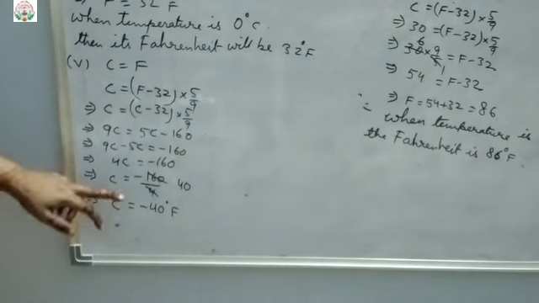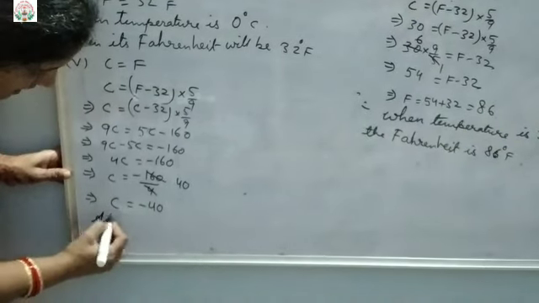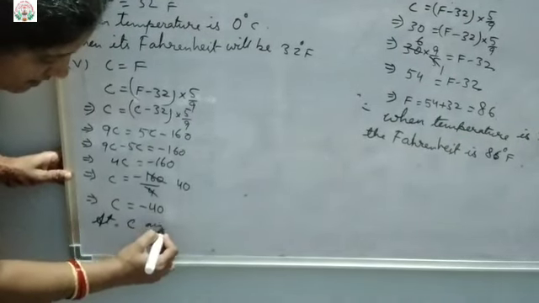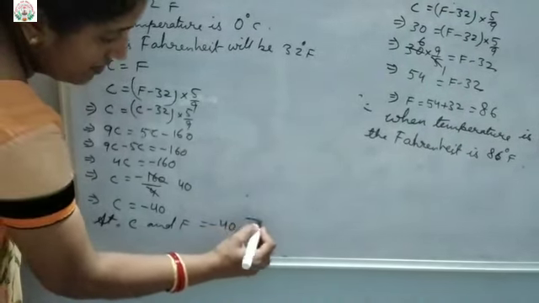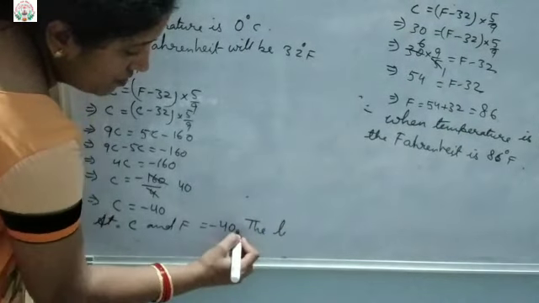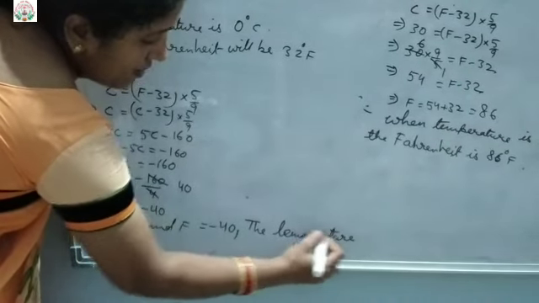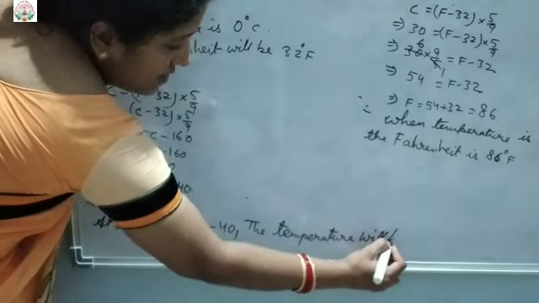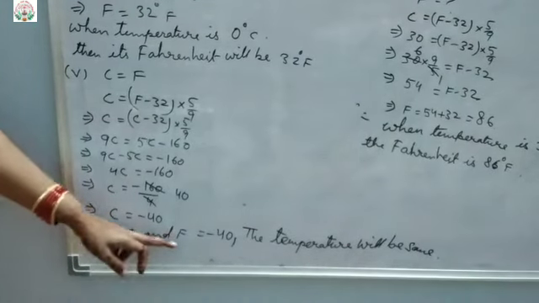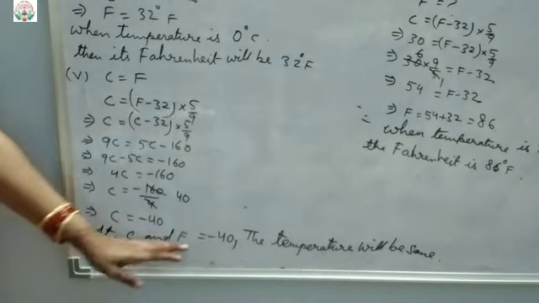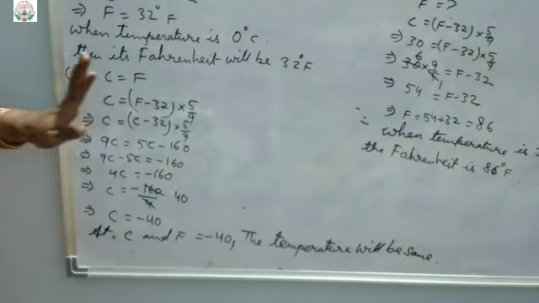So you can say that C and F equals to minus 40. The temperature will be same. At minus 40 degree, both Fahrenheit and Celsius will be same. The temperature of Fahrenheit and Celsius will be same. Okay.